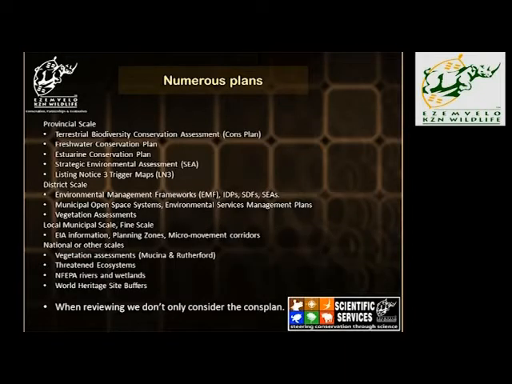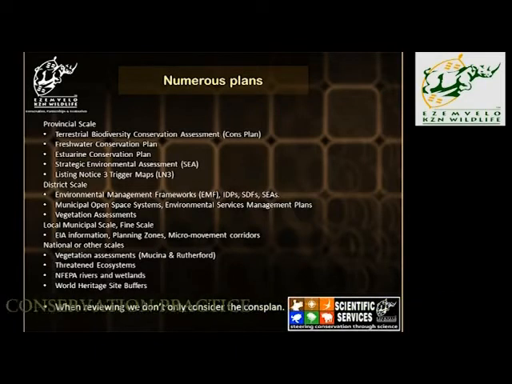Okay, so how many plans do we have? We have plans at all sorts of different scales. At the provincial scale, we have our terrestrial conservation assessment, the cons plans. We have freshwater cons plans, estuarine cons plans, and this is just in KZN. We have an SEA done in 2000, listing notice 3 trigger maps. At a finer scale, district, we have EMFs, we have integrated development plans, spatial development frameworks, strategic environmental assessments.